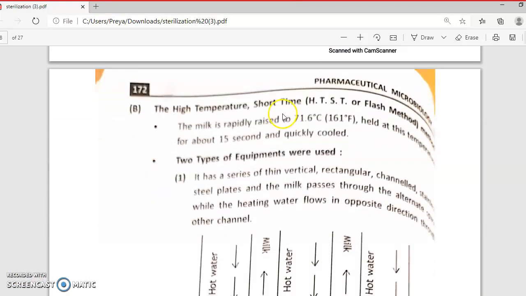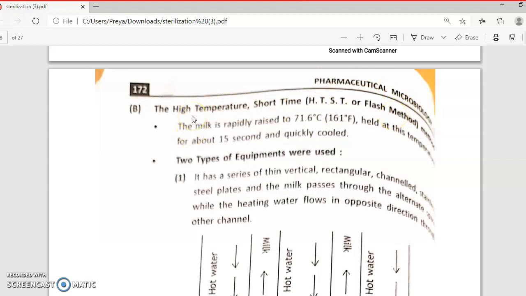Okay. Now the second method is the flash method. It is also called the HTST method, or flash. What is the meaning of flash? Can anyone give me the answer? Flash means for a fraction of a second, for a very short time. This method is also called high temperature and short time. Both are used, high temperature and short time, that's why it is called the flash method, right?